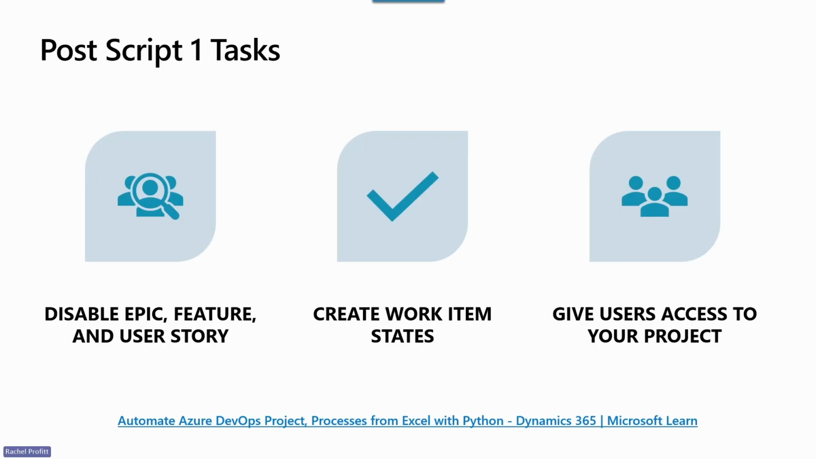After you've run the first script, what it does is it creates a new process, a new project, and adds all of the custom work item types and all of the custom pick lists and all of the custom fields. After you've done this, there are 3 main steps that you'll need to do, and the detailed step-by-steps are documented inside of the Learn article that we've linked at the bottom of this page. You'll want to disable the epic feature and user story. You'll also want to create your work item states and give users access to your project.